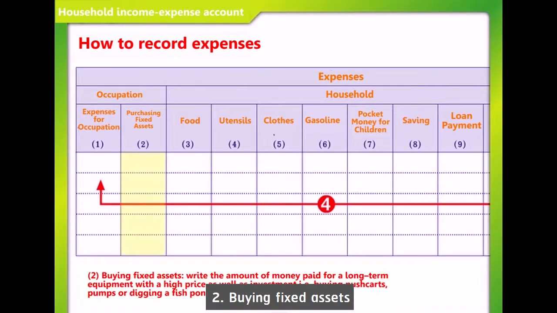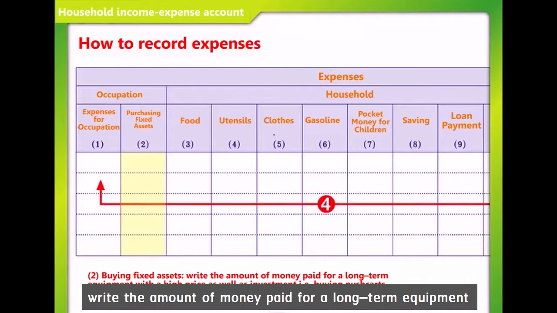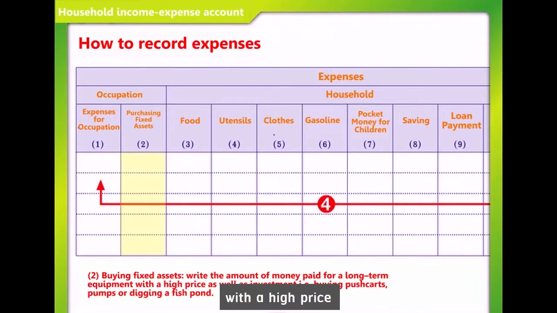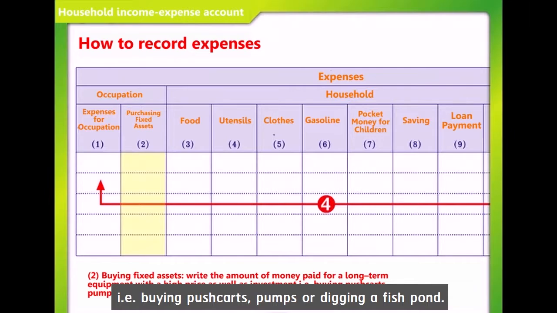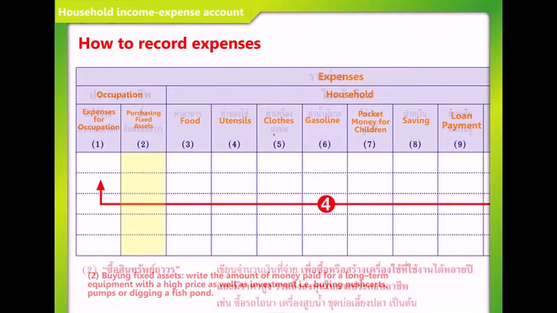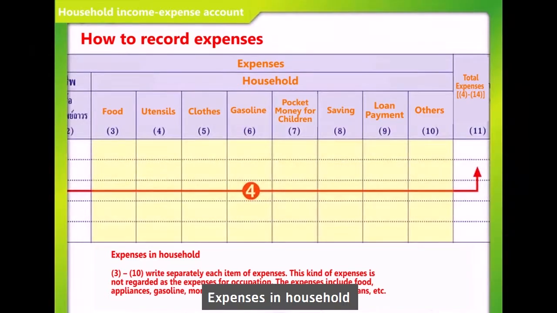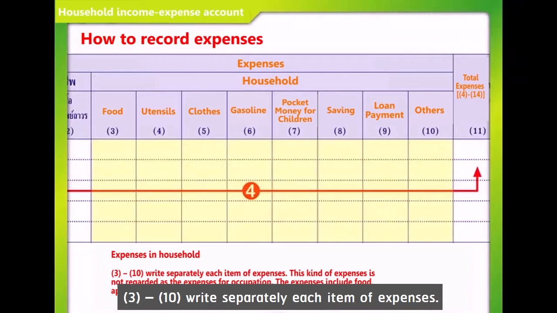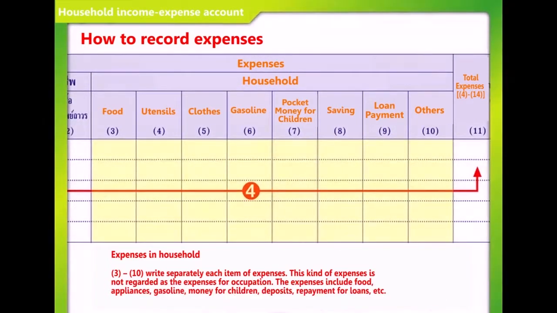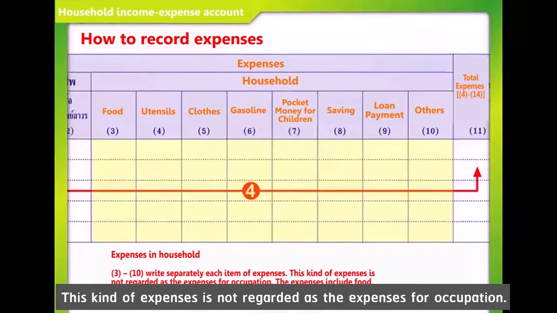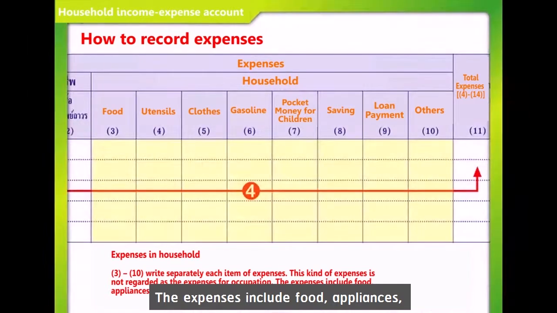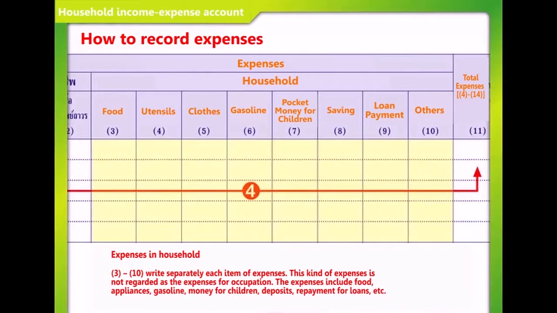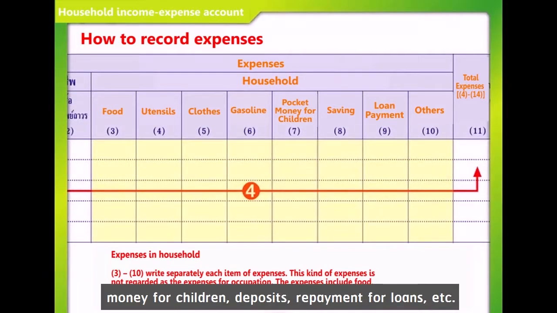2. Buying fixed assets. Write the amount of money paid for long-term equipment with a high price, as well as investment, i.e., buying push carts, pumps, or digging a fish pond. Expenses in household. 3 until 10. Write separately each item of expenses. This kind of expenses is not regarded as the expenses for occupation. The expenses include food, appliances, gasoline, money for children, deposits, repayment for loans, etc.